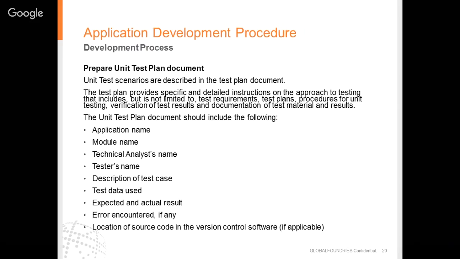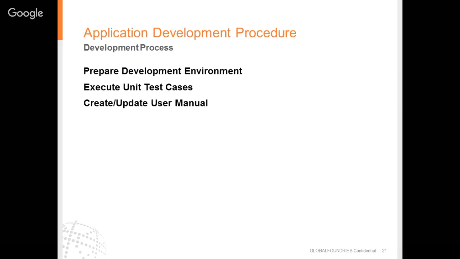The unit test plan document should include the following: application name, module name, technical analyst's name, tester's name, description of test case, test data used, expected and actual result, error encountered if any, location of source code in the version control software if applicable. So the development process is prepare development environment, execute unit test cases, create or update user manual.